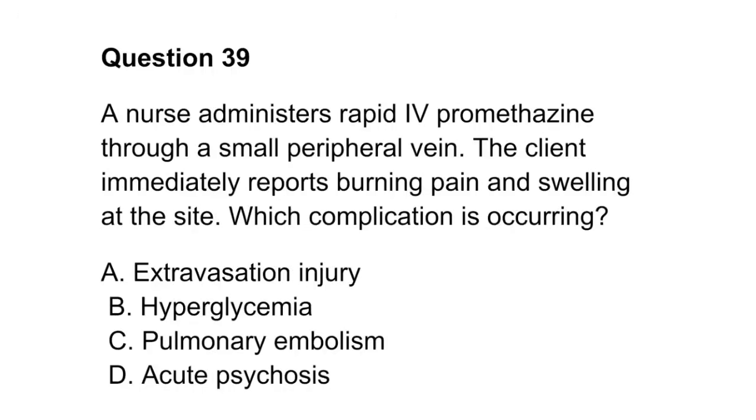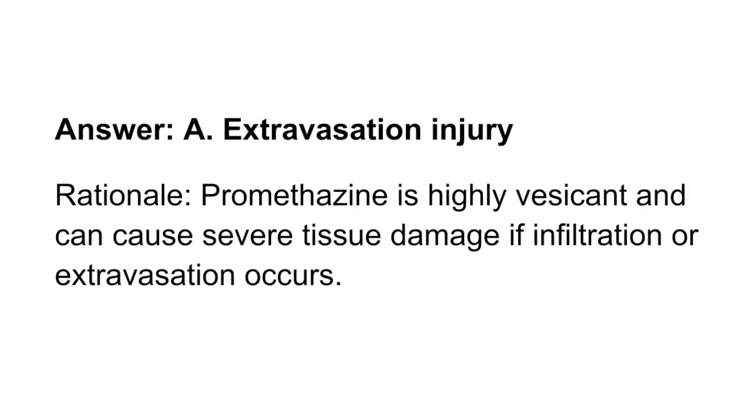Question 39. A nurse administers rapid IV promethazine through a small peripheral vein. The client immediately reports burning pain and swelling at the site. A. Extravasation injury. B. Hyperglycemia. C. Pulmonary embolism. D. Acute psychosis. Answer: A. Extravasation injury. Rationale: promethazine is highly vesicant and can cause severe tissue damage if infiltration or extravasation occurs.